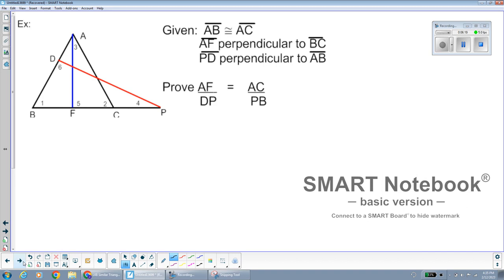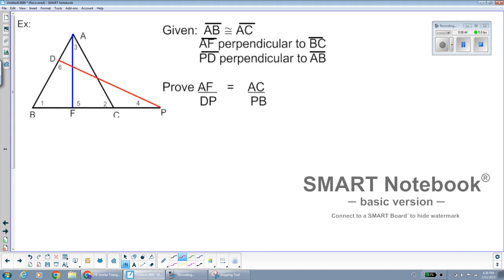Okay, this one's a little bit more difficult. So if you take a look, we're actually going to be proving a proportion. And before we can prove a proportion, we first need to prove that triangles are similar. And then once we know triangles are similar, we know that their corresponding sides are proportional, so that allows us to set up a proportion. I'm going to use my proportion to figure out which triangles I'm focusing on.